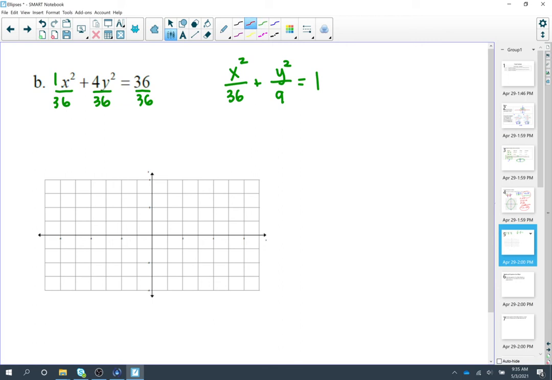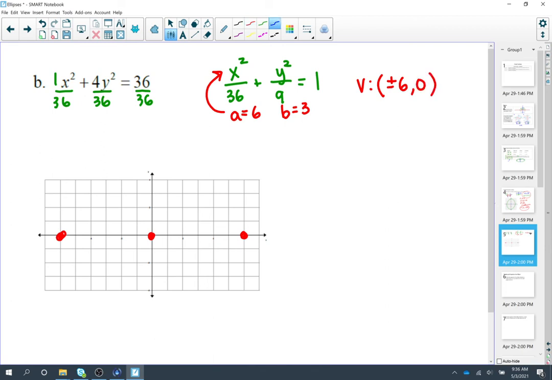A and B values. We also have a center at the origin. A is always the larger one, so this guy's going to be A, this guy's going to be B. Remember, if you actually want to find A, you have to take the square root, which is going to give us 6. Take the square root, which is going to give us 3. The A value this time is under the X, so we're going to keep along the X axis, and I'm going to go out 6, 1, 2, 3, 4, 5, 6, and out 6 in the other direction. So my vertices are at plus or minus 6, 0.